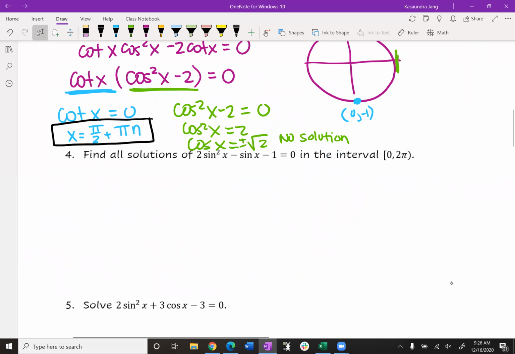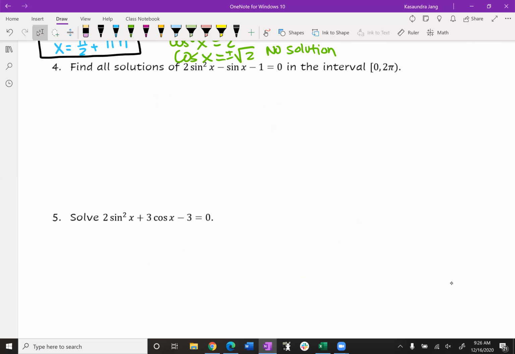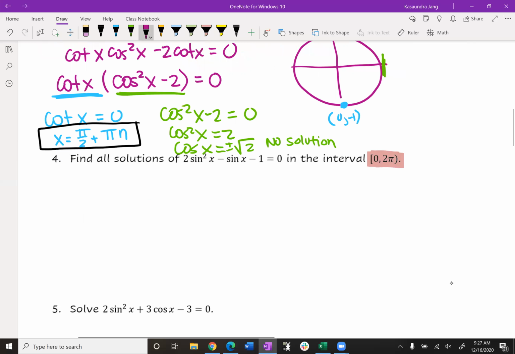So for number 4, it says find all solutions of this equation in the interval 0 to 2 pi. So I think what's different here is you are finding solutions just between 0 and 2 pi. So if you go around the unit circle once, that's it. You're not going to put every 2 pi after that. Okay, so I do see all signs on this one, which is a good thing. I'm going to pretty much do what I did up here. You know how I factored this one? I'm going to factor number 4 as well.